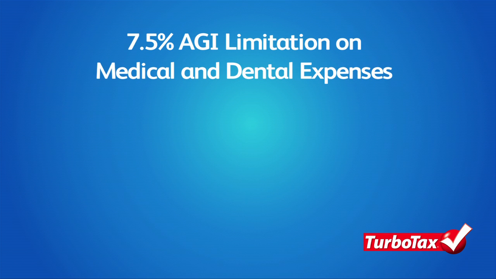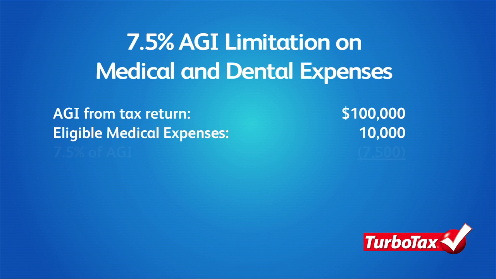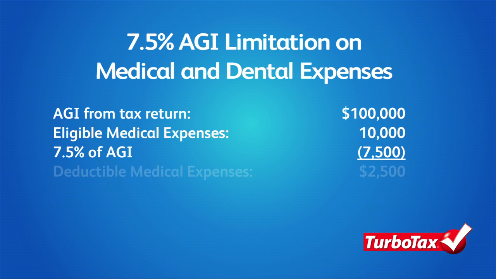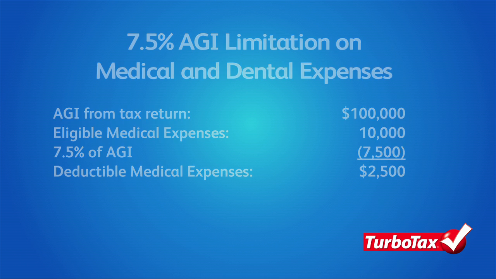If you report medical and dental expenses on Schedule A, you must reduce the total by 7.5% of your AGI. For example, suppose your tax return reports an AGI of $100,000. If you report $10,000 of medical expenses on Schedule A, only $2,500 is deductible on your tax return. This is because you must reduce the expenses by $7,500, which is equal to 7.5% of your AGI.